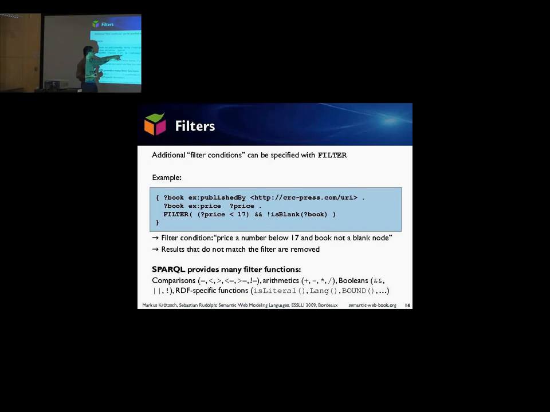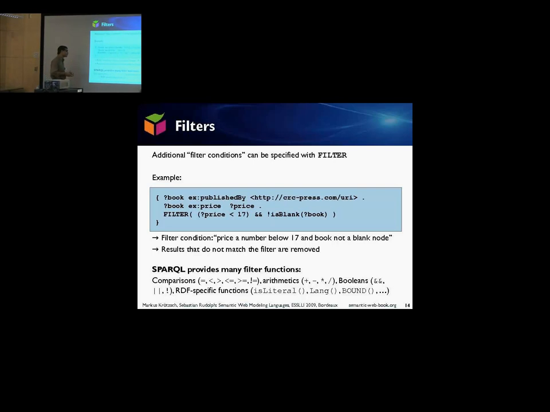And you can even do a conjunction of two conditions. You can say that the price of the book should be less than 17 and make sure that the book is not a blank node. So it's going to make sure that any book which is between $0 and $17 is returned, and the book has a particular URI attached to it. And like I said, results which do not match a particular filter are removed from the final results which are displayed to you.